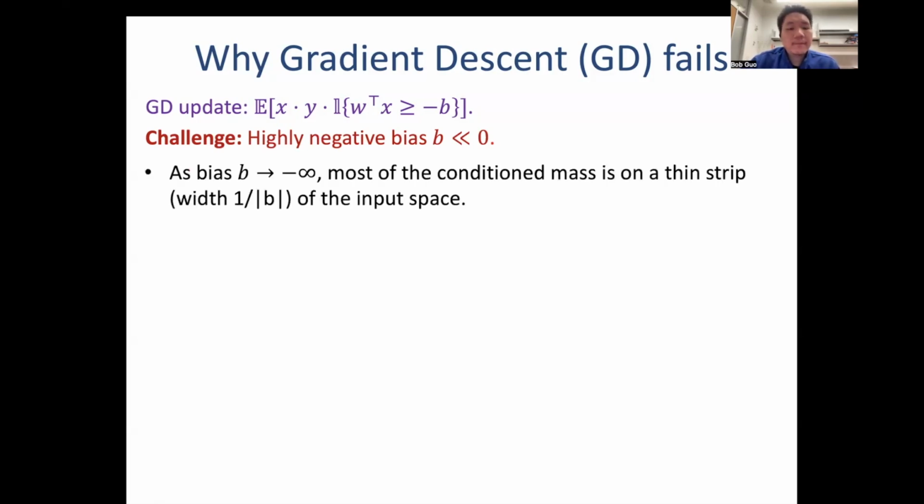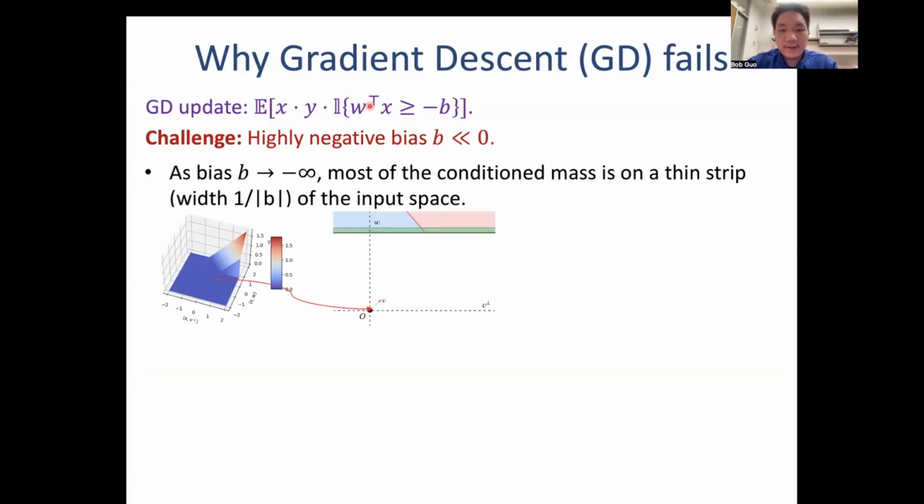than 0. As the bias goes to negative infinity, we claim that most of the conditioned mass, namely the parts where the indicator is true, will be on a thin strip of the input space. To visualize this, we'll take the previous 3D plot and take a plan view of it. Now, this plane just stands for the input space X. The green strip is the thin strip we're talking about. It has width about 1 over the absolute value of B.